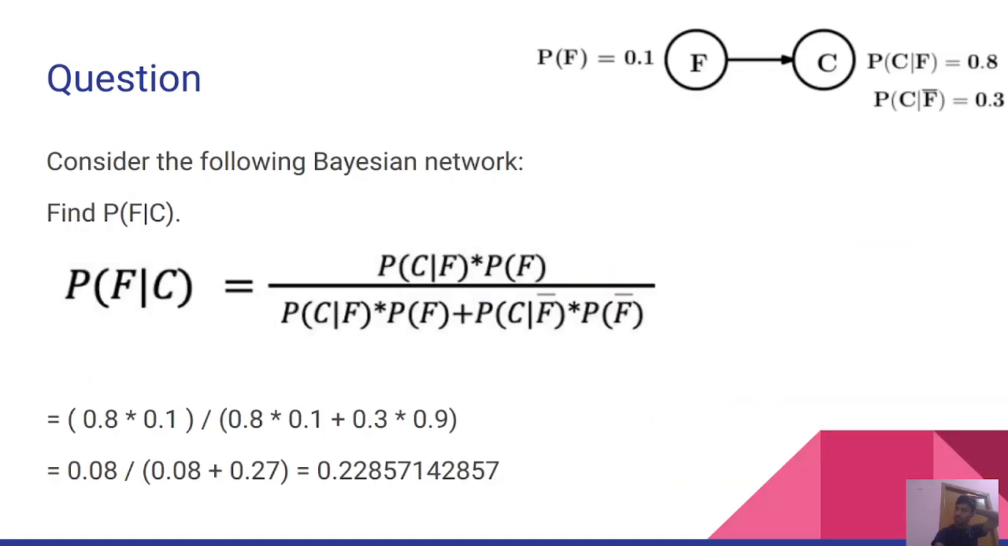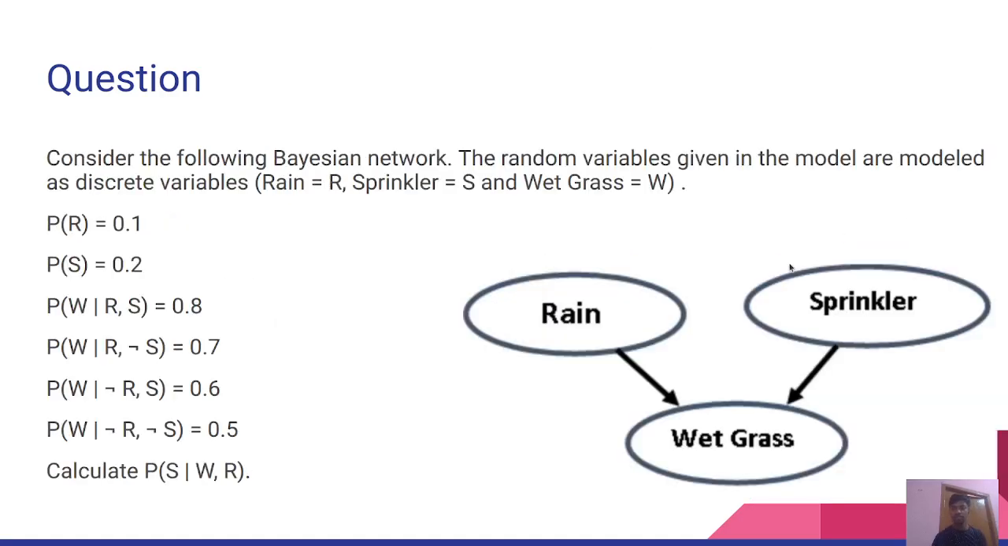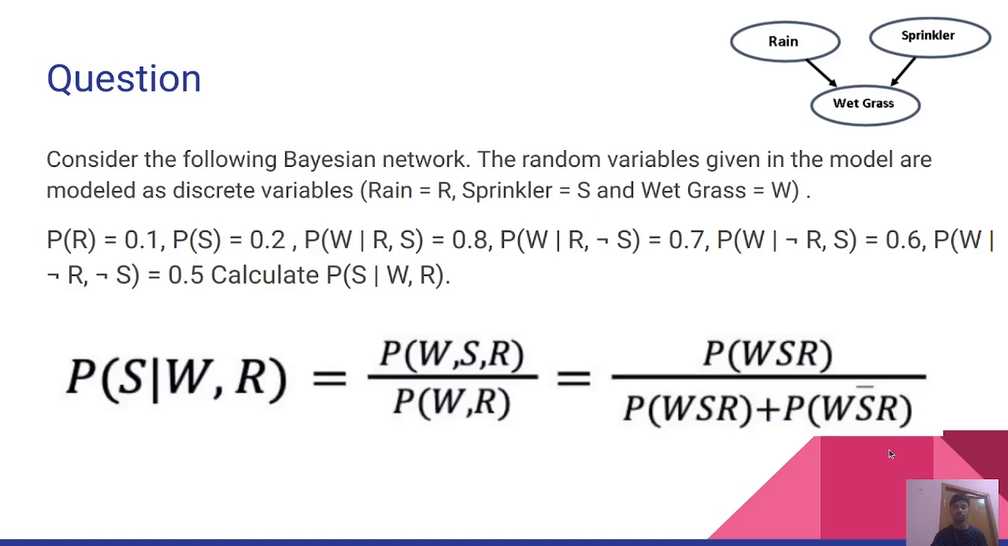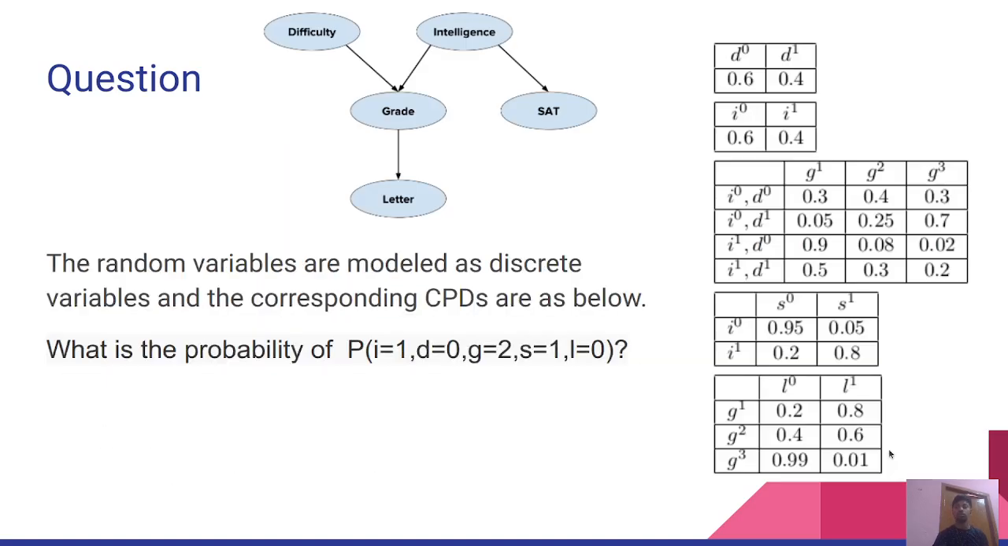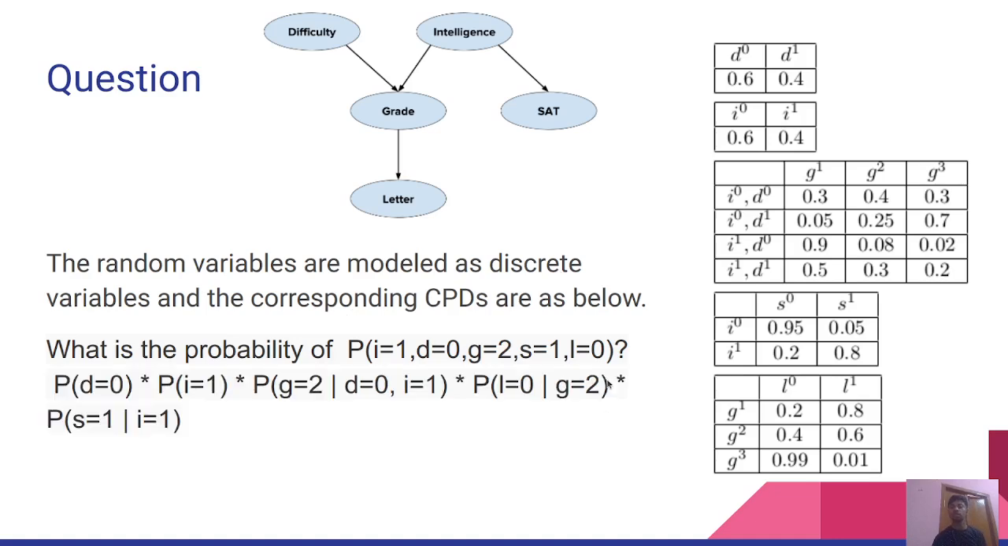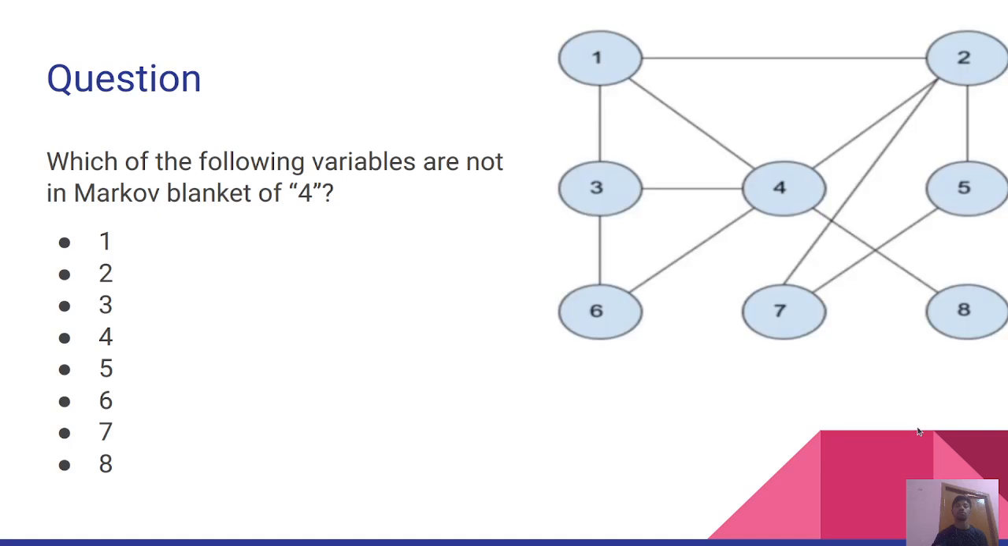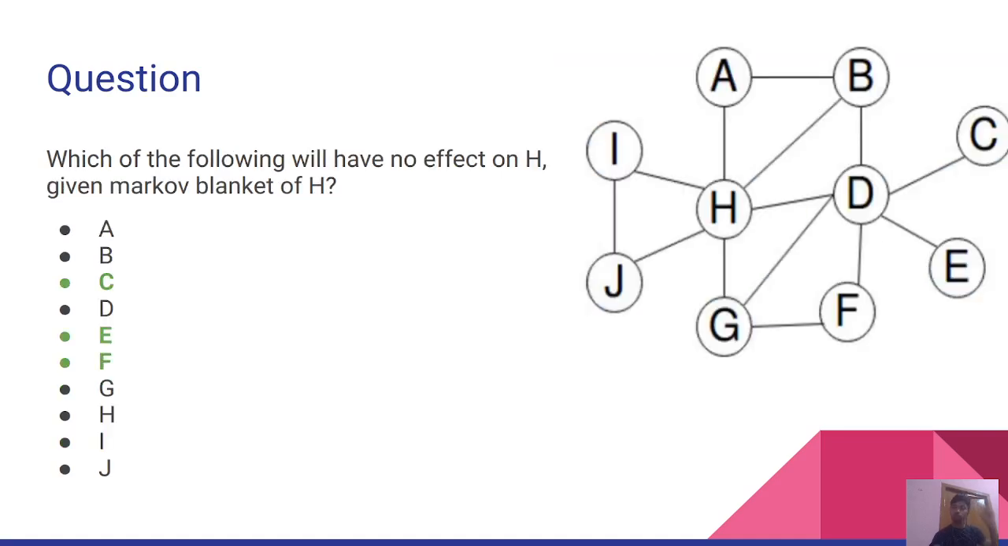Then we have the rain, sprinkler, wet grass problem. I discussed this one just now. Then we have the transition probabilities of these values, and we have to find the joint probability of all these observations. Again, you can deduce what is dependent upon what and get it from this table. Then we discussed the Markov blanket. So I hope everything is clear to all of you.